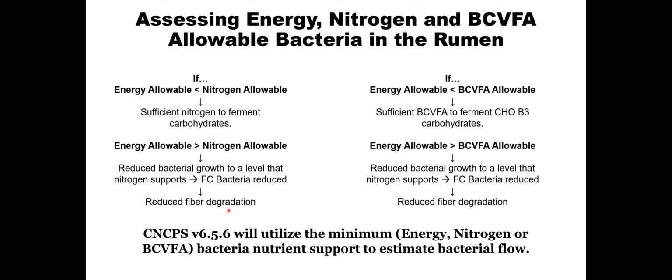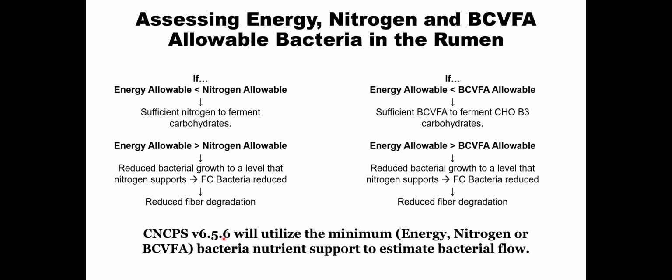But now we're going to go through the process of saying, okay, we're going to come over here now. We did the nitrogen side. Now we're going to come over and estimate, do we have enough branch chain VFAs to ferment the carbohydrate B3 carbohydrates, the NDF, essentially. And if energy allowable is greater than branch chain allowable, then we're going to reduce the bacterial growth to the level that the branch chain VFAs will support, and that's going to reduce fiber degradation, okay?